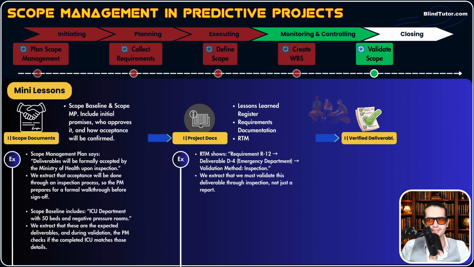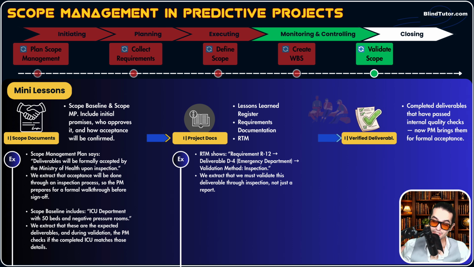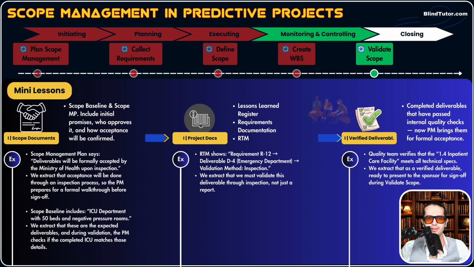Next input is verified deliverables. What did we say about verified deliverables? Those deliverables that passed internal quality checks. I think it's obvious how verified deliverables help us in this process, because we only show verified deliverables to our customers in validate scope, not failed deliverables. For example, the quality team verifies that deliverable 1.4 in the patient care facility meets all technical specifications. We extract this deliverable as a verified deliverable, and it's ready to present to a sponsor for sign-off during validate scope. Okay, this is how verified deliverables help us.